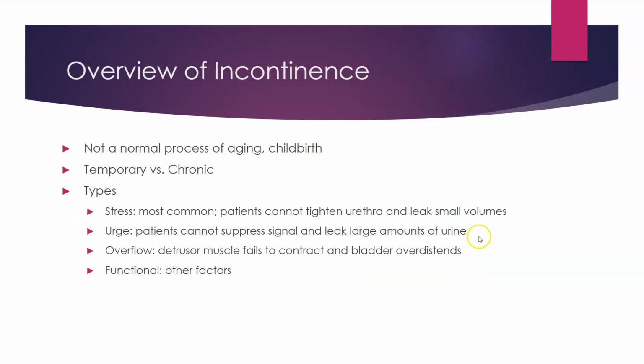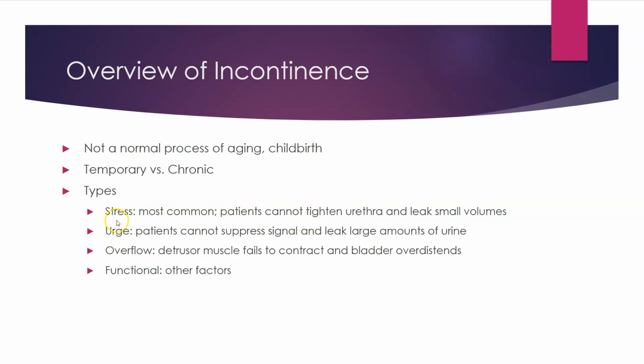Incontinence, a couple of different things can go on with this. It's not always a normal process. A lot of people would just like to believe that it is related to aging or childbirth. With this, we can have different types. Stress incontinence is probably the most common. Patients cannot tighten that urethra and then they leak small volumes.